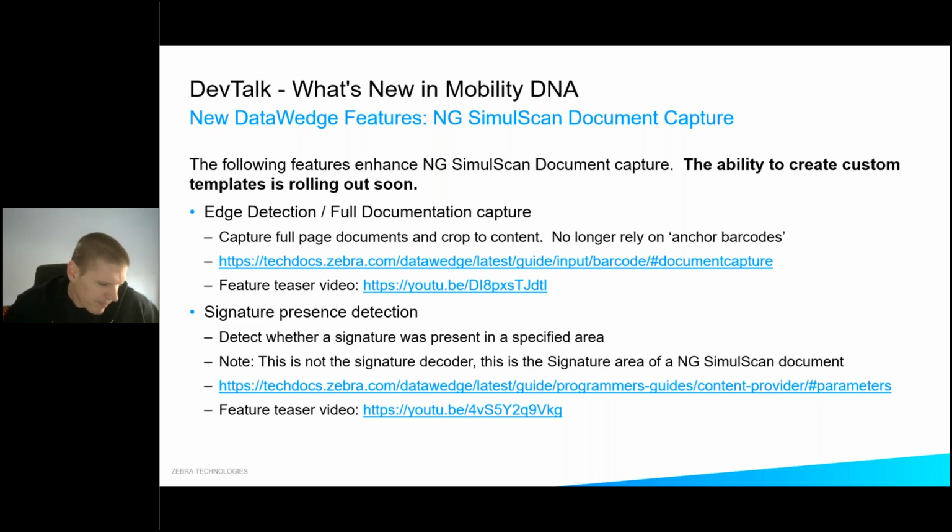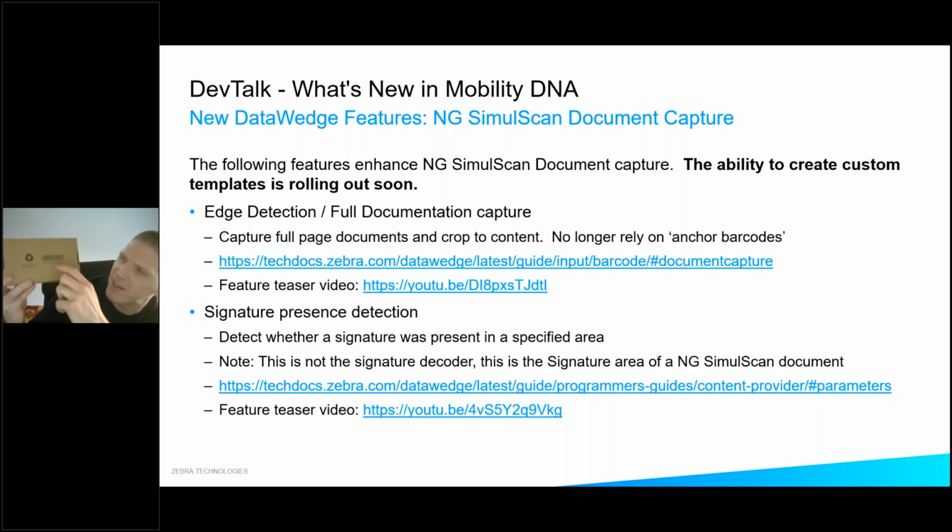One thing which wasn't entirely clear when I was looking previously, but I think it is a lot clearer now because there's been a couple of videos added to the support portal. To use next generation SimulScan document capture, which is distinct from multi-barcode scanning, so document capture is if you have a document, let's imagine this box is a document, and you have a barcode on it, but there's also an image area you want to capture.